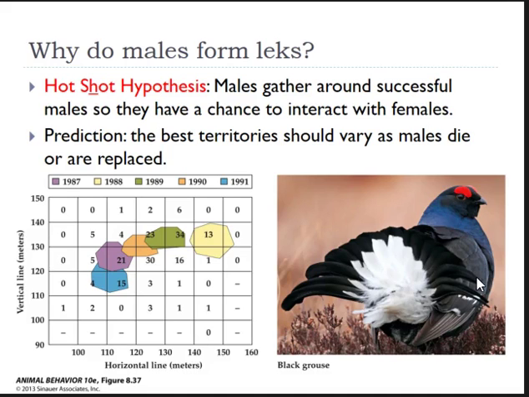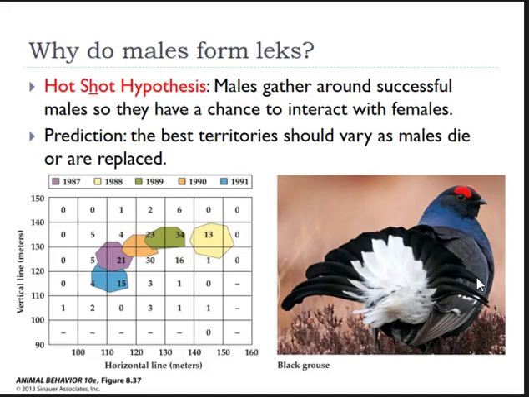Females are not going to a particular location. They're going to a particular male. And the other males are just basically hoping to capitalize on that fact. So one prediction that comes from this is that the best territories should vary as the males die or are replaced. So if there's one hot shot and he disappears from your population, you should see leks appearing in other locations where there's some other hot shot around that the males will congregate around.